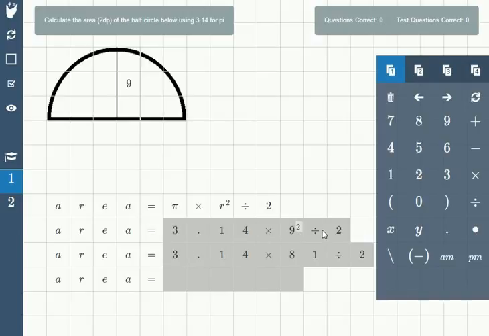So it's really important when you're doing maths to make sure that you only change one thing per line of working. It's a really good way to help minimize your mistakes.